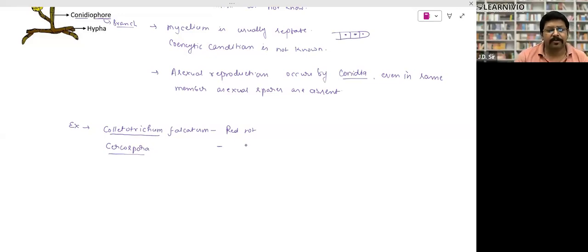Red rot of sugarcane. Has anybody encountered this situation? You are just trying to chew the sugarcane, and you find that there is some blood-type color spot inside, this red. Have you seen that situation? Red kind of spot inside, deep red color spot. That is red rot disease.